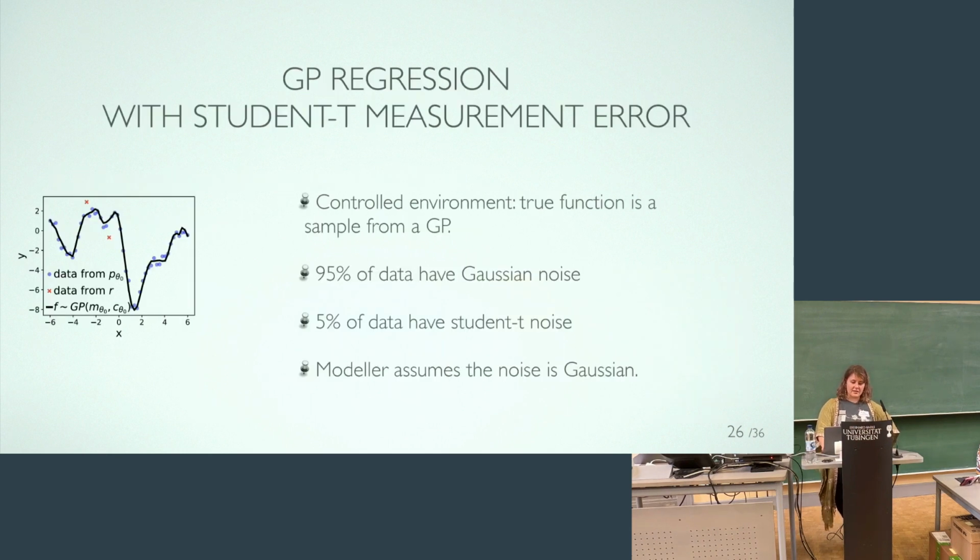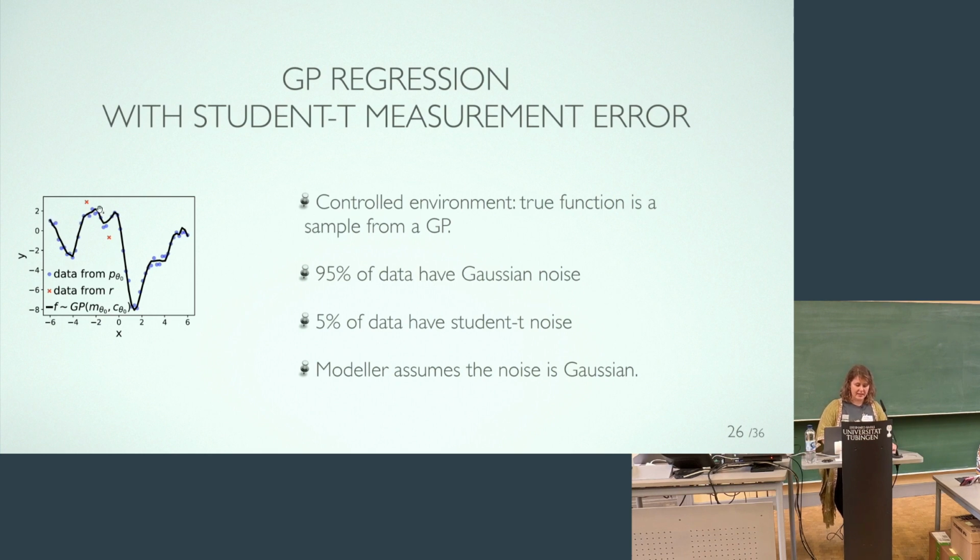The first study I want to show you is a toy, well-controlled example where we know that the true function is a sample from the Gaussian process. 95% of data have additive Gaussian noise. 5% have added student T noise. And the modeler assumes the noise is Gaussian, as it's an easier model to work with. And this is just an example of what the setting would look like.